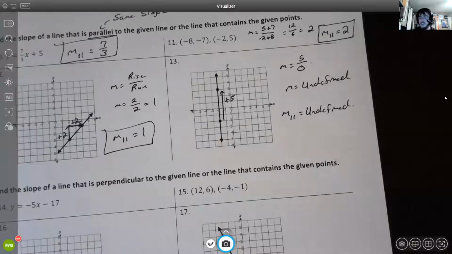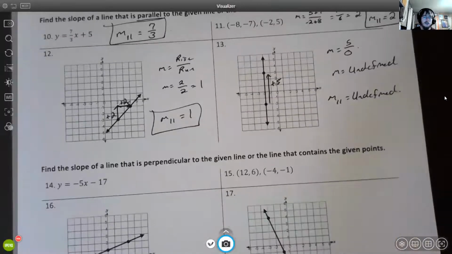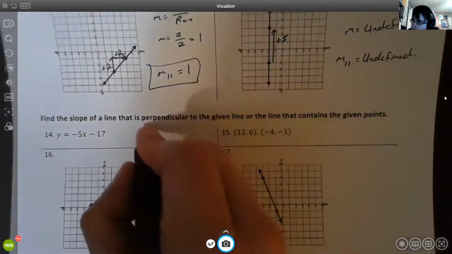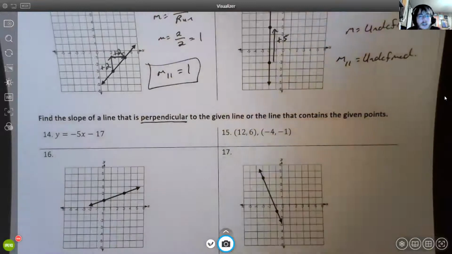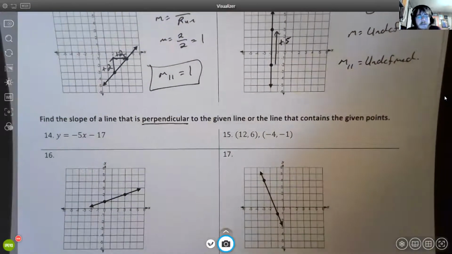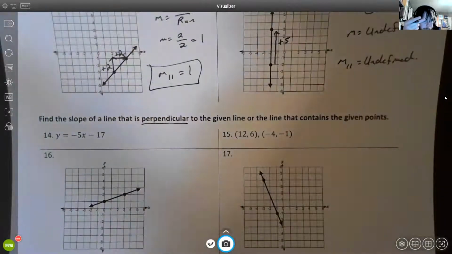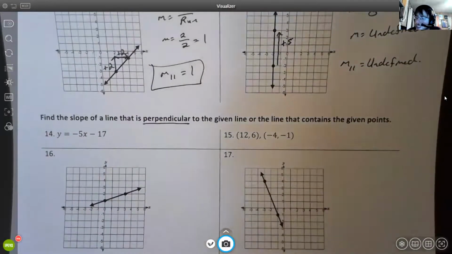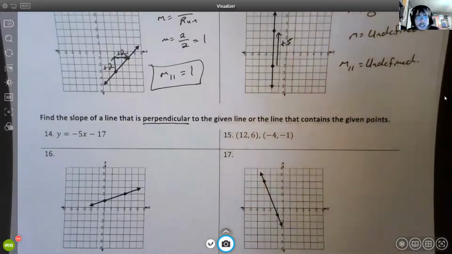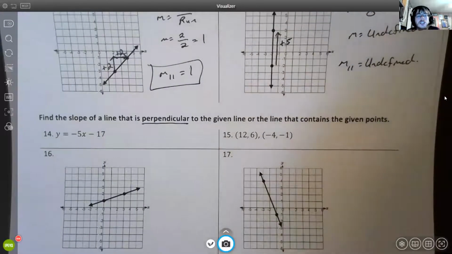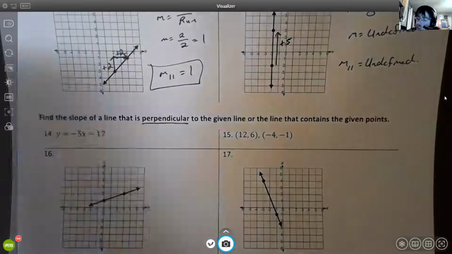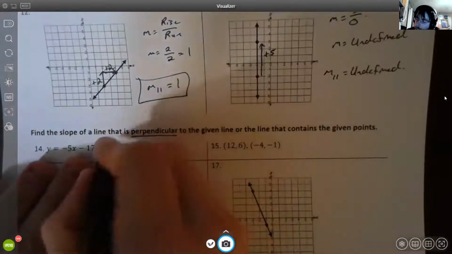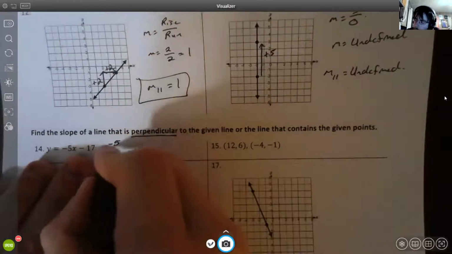All right, number 14. 14 through 17 want us to find the slope of a line that is perpendicular. Okay, so this is where you're going to need to flip the fraction and then change the sign. So number 14, y equals negative 5x minus 17. Well, what is our original slope? Our original slope here is the number in front of x, which is negative 5. Now, since it's not a fraction, we're going to put it over 1.